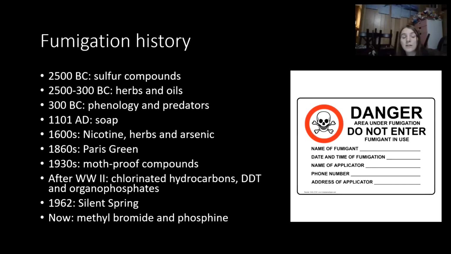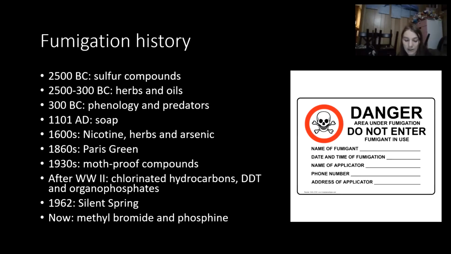In order to understand why this is used as a fumigant and why it is used in the fumigation industry, we must understand some of the history of fumigation. So in 2500 BC, ancient Sumerians had used sulfur to kill insects, but in 2500 to 300 BC, Egyptians and the Chinese started to use herbs and oils. And in 300 BC, the Chinese discovered phenology, which is the study between climate and biological phenomena, and they also started to use the predators of the pest. In 1101 AD, China discovered soap as a pesticide. In the 1600s, nicotine, herbs, and arsenic started to get used.